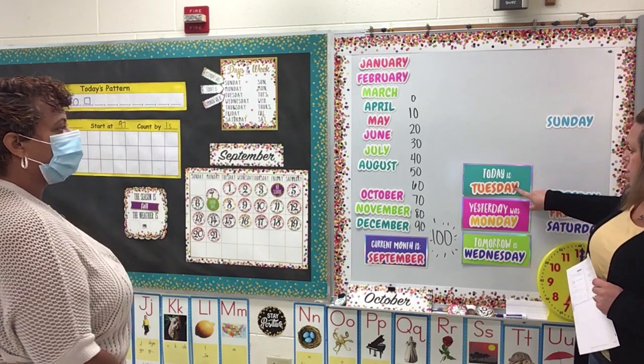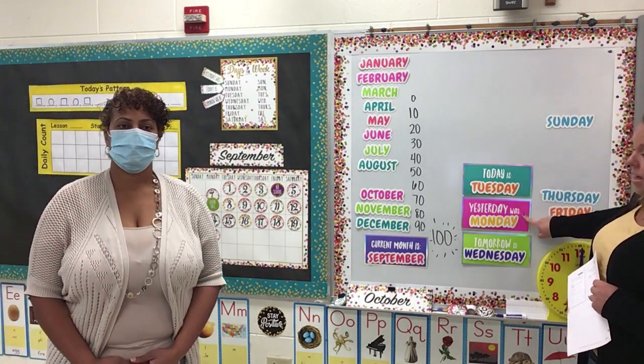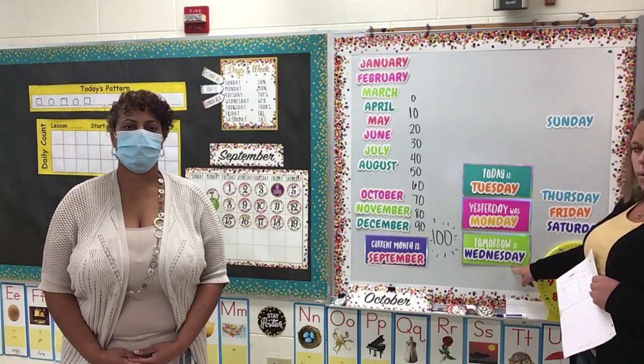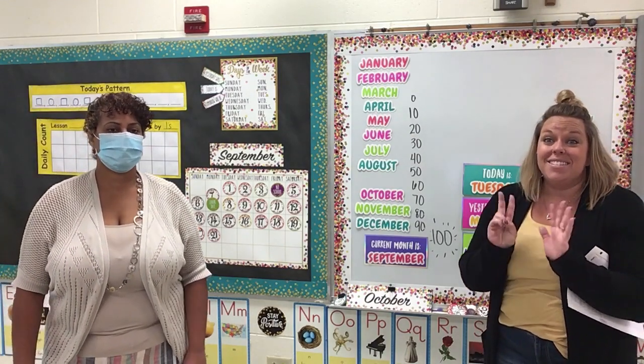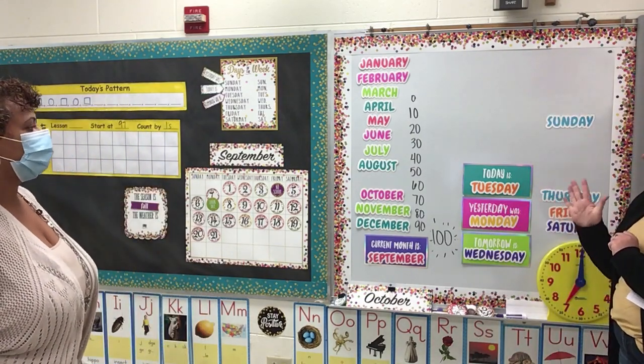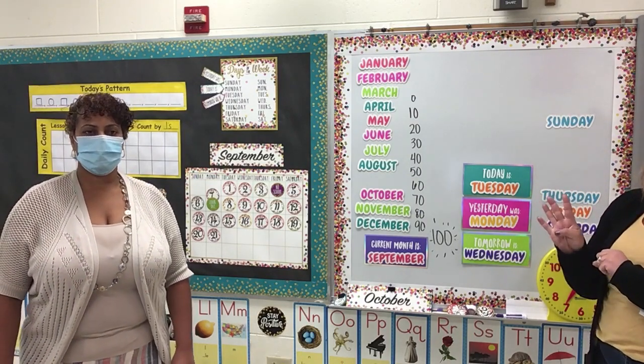Today is Tuesday, all day long. Yesterday was Monday, tomorrow will be Wednesday. Let's have fun. There are 7 days in the week. Sunday, Monday, Tuesday, Wednesday, Thursday, Friday, Saturday.